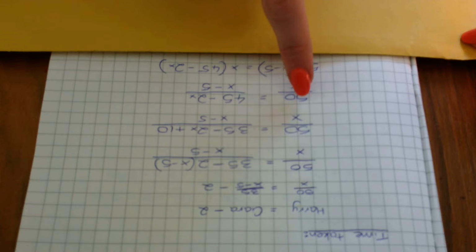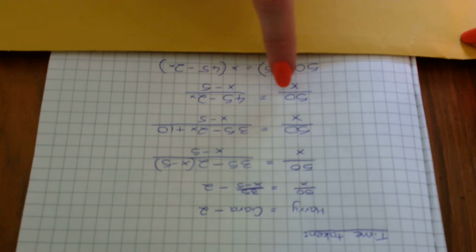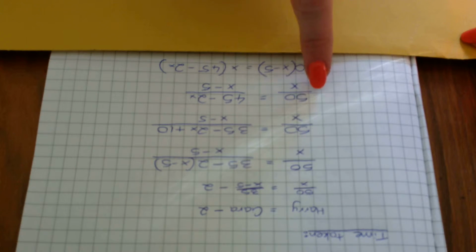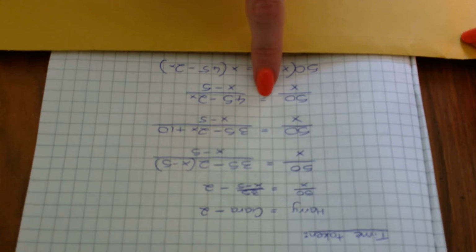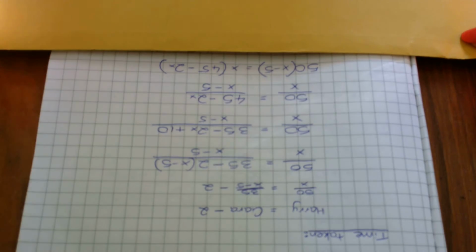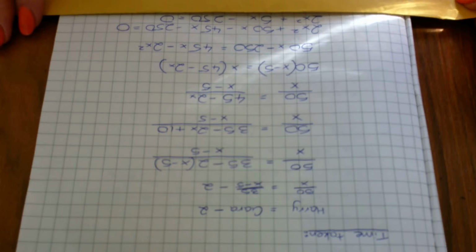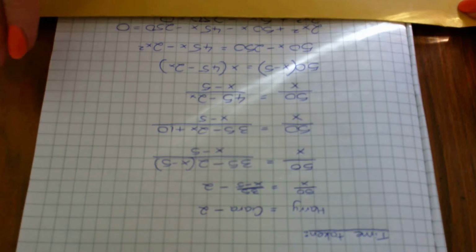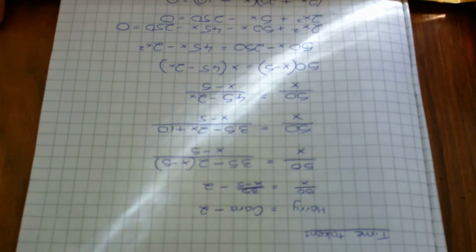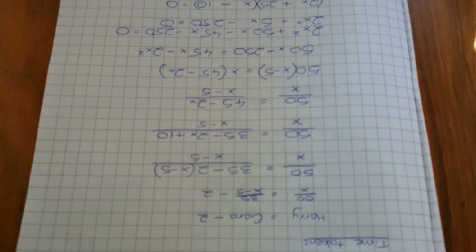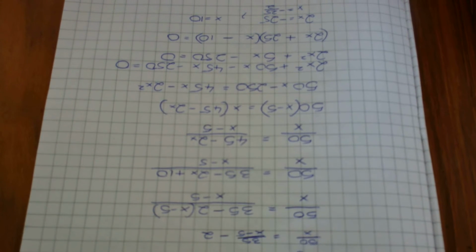All I've done here is just cross multiplied. So the top of this side by the bottom of here, top of here by the bottom of here. I can do this because I only have one fraction on each side of an equal sign. That allows me to cross multiply. This is what I get when it's multiplied out. I bring everything over to one side and it forms a quadratic, which I then factorise and solve out.